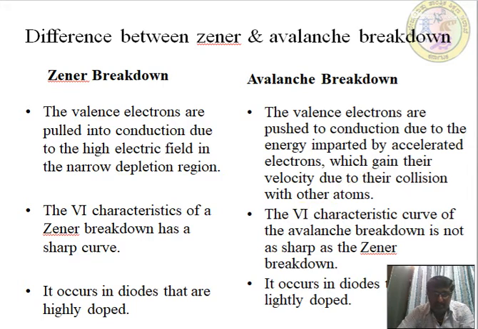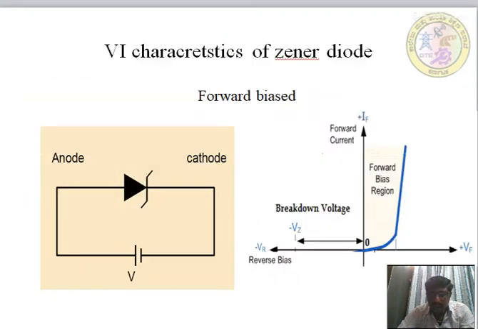The VI characteristic of Zener breakdown has a sharp curve, and the VI characteristic of avalanche breakdown is not as sharp as Zener breakdown. Zener breakdown has a sharp curve, while avalanche breakdown does not have as sharp a curve. And the last one: Zener breakdown occurs in diodes that are highly doped, and avalanche breakdown occurs in lightly doped diodes.